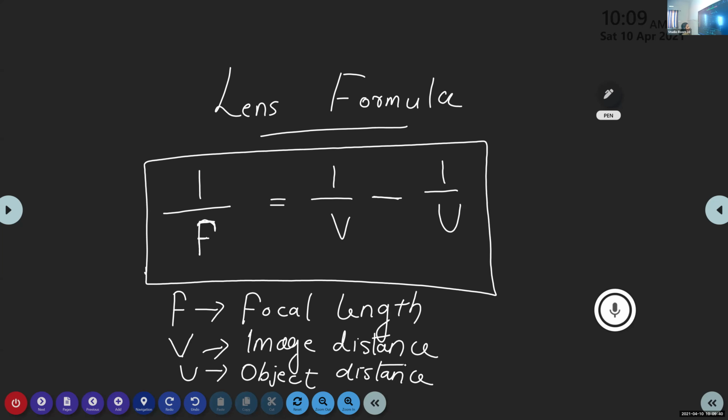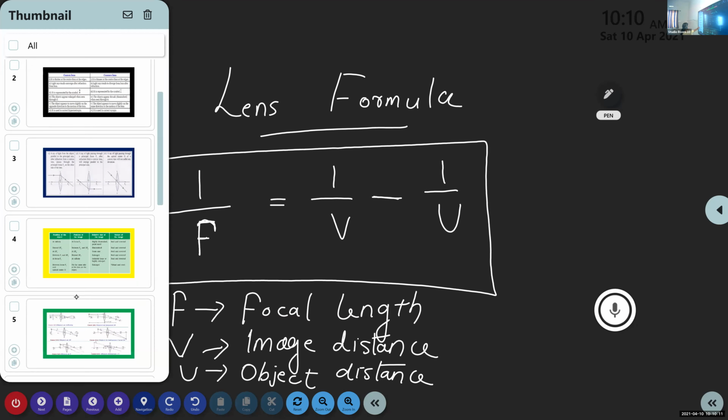So this is the lens formula. The lens formula is given by 1 by F is equal to 1 by V minus 1 by U. When you are doing the numericals, you must not confuse the mirror formula and the lens formula. First of all, go through the question. The question is about a lens or a mirror. If it is a lens, you must use this formula: 1 by F is equal to 1 by V minus 1 by U, where F is the focal length, V is the image distance, and U is the object distance.